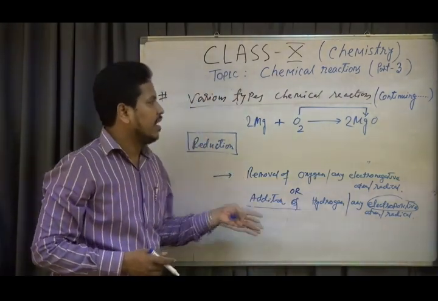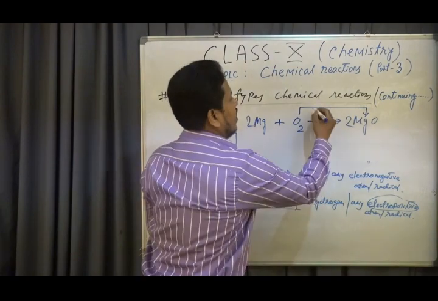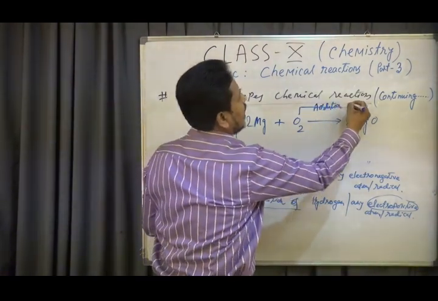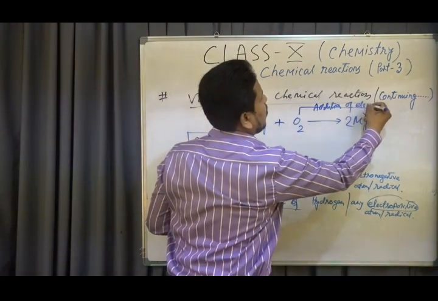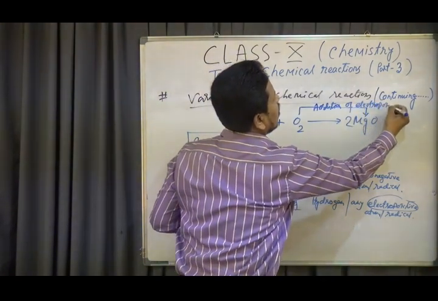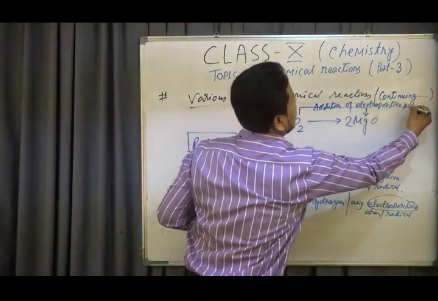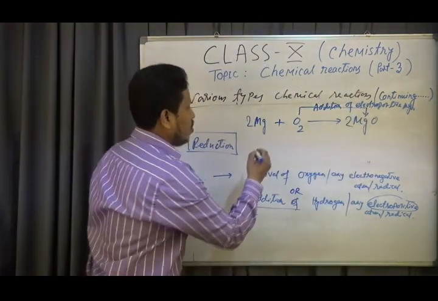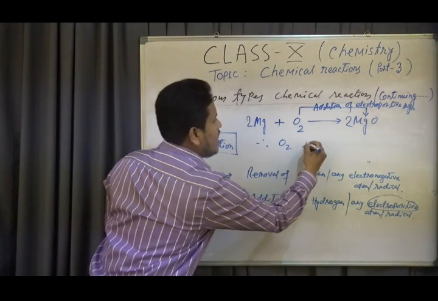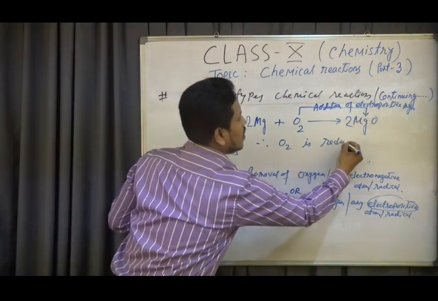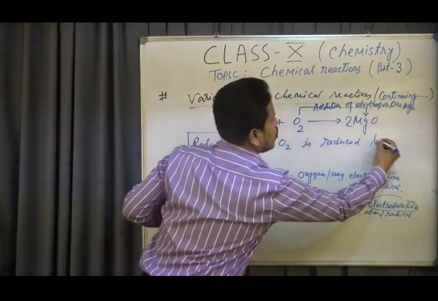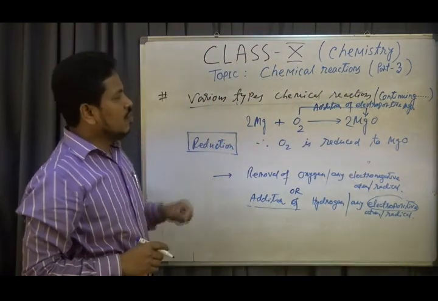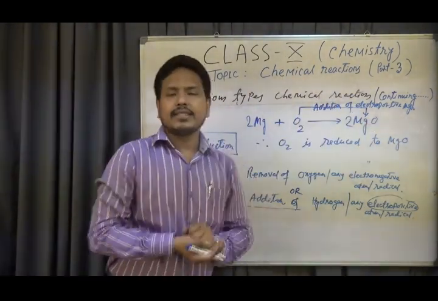So by definition, oxygen to magnesium oxide is what? Addition of electropositive magnesium. That is why this is reduction reaction. So what to write? Oxygen is reduced to magnesium oxide. My dear students, so this is the reduction reaction.